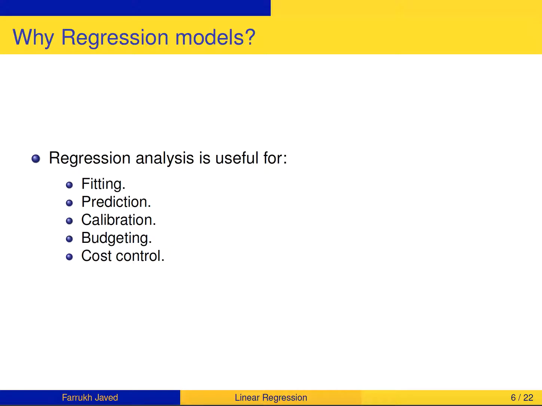Regression analysis is useful for fitting two sets of data and to see how data behaves, how correlated they are actually, what is the relationship between those variables. That's what we call fitting. And prediction means if we know their relationship, we can predict the future. Keeping their same relationship in mind, we can somehow assess what will be the value in future, value of X or value of Y. Calibration is the same phenomenon, somehow like fitting. Budgeting and cost control is also, if we know how things are moving, we can control our budgets for a problem or from a business point of view.